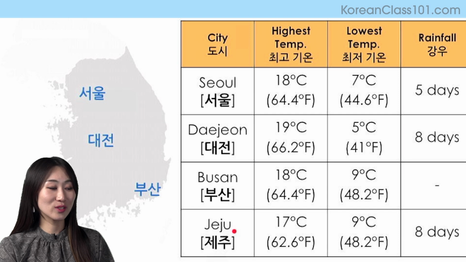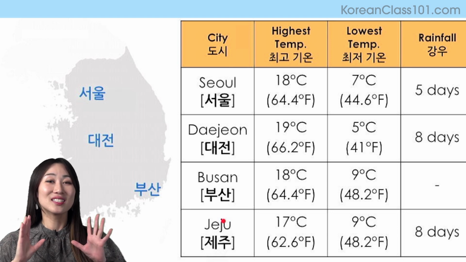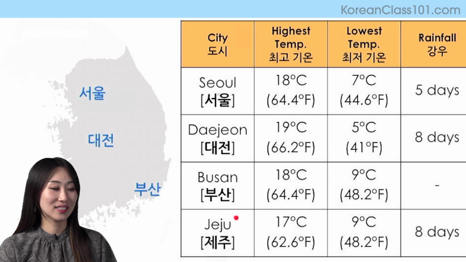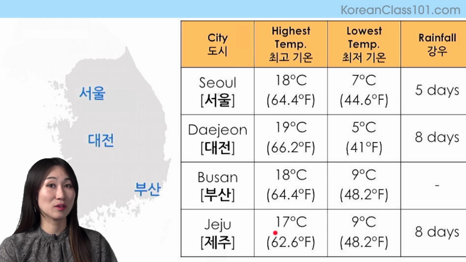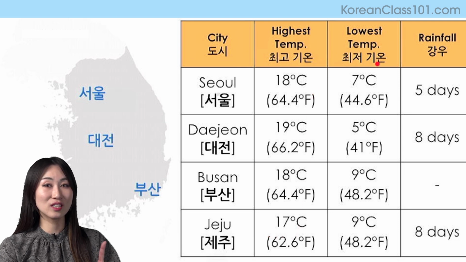And let's look at Jeju. Where is Jeju? Jeju is around here. I'm hiding the island. But Jeju Island is the biggest island in South Korea. Jeju. And it's 17 degrees, the highest temperature. So 최고 기온, highest temperature is 17도예요. 최저 기온, lowest temperature, 최저 기온은 9도예요.